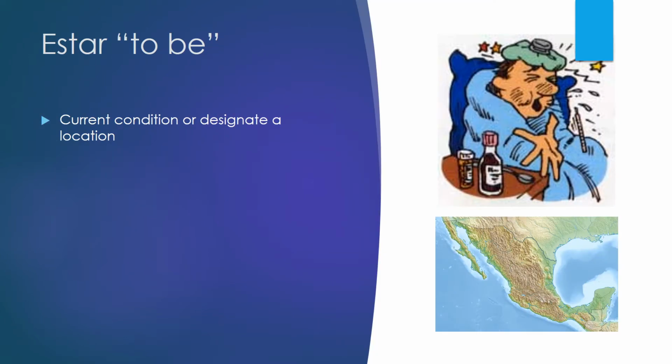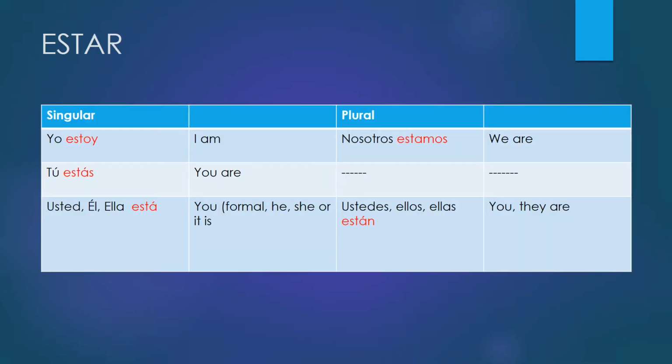All right, switching gears here, we're going to go over an irregular verb, which means it has forms that do not follow the regular verb patterns that we learned in a previous class. So this verb is very important. It means to be. As we talked about before, there are two different verbs in Spanish that mean to be, ser or estar. Estar has many different uses. We are going to focus just on two of its uses today, either current condition or to designate a location. So let's go over some of these irregular forms of estar.